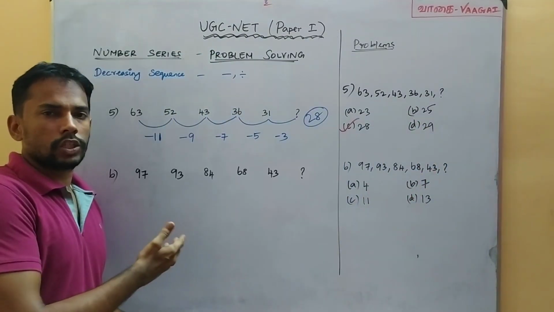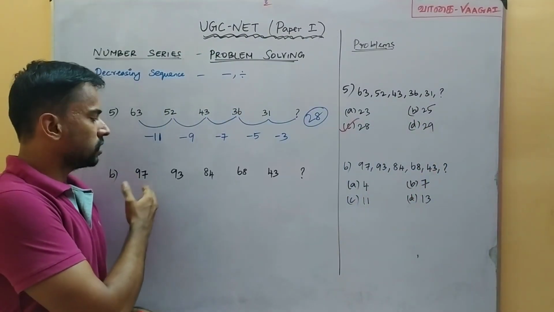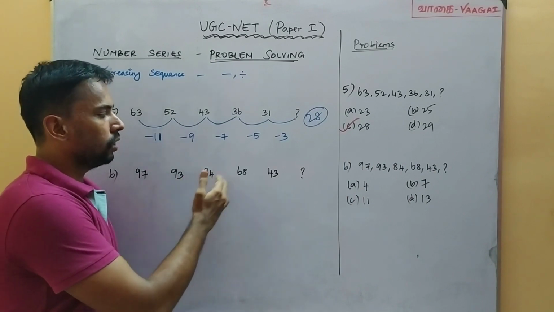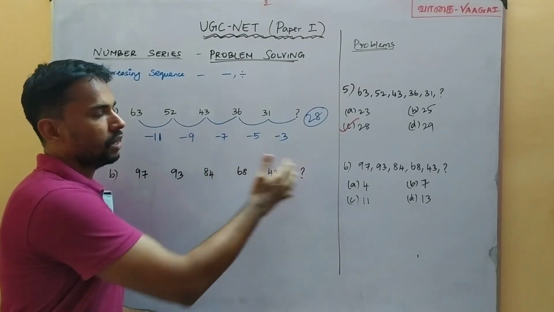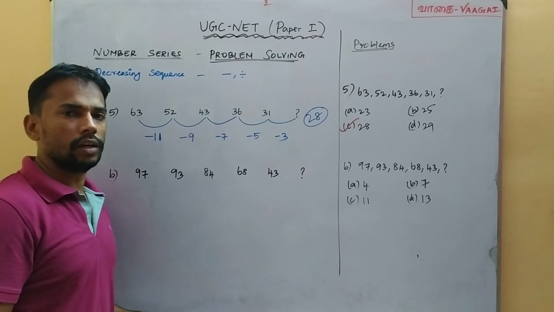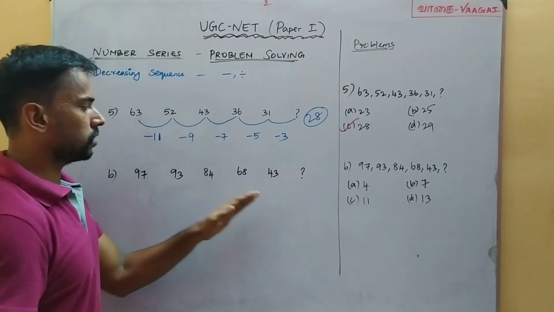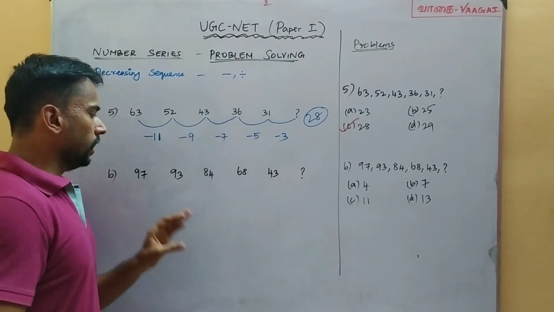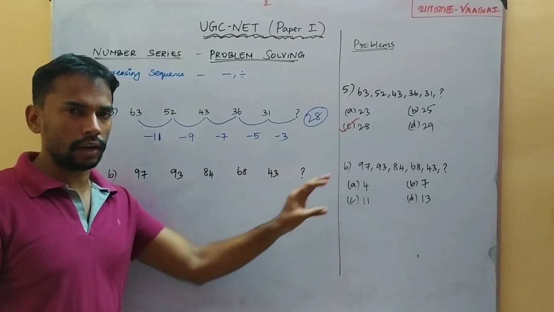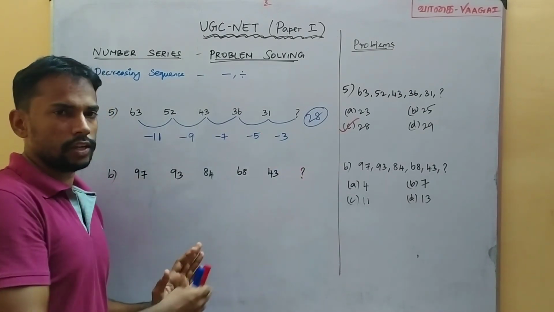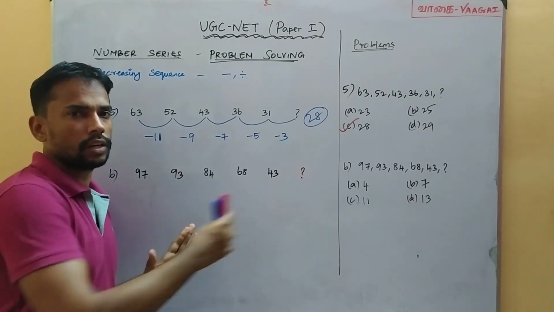This is question number 6 with us. The numbers are 97, 93, 84, 68, 43 and a question mark. Again we have a decreasing sequence, and if we see the size of the numbers also, it is going to decrease at a very slow rate. It is not any drastic change, or we don't have any drastic decrease.